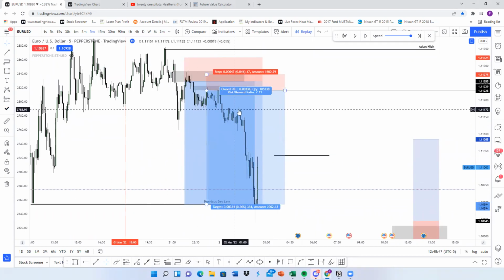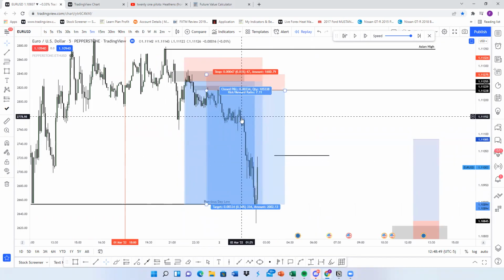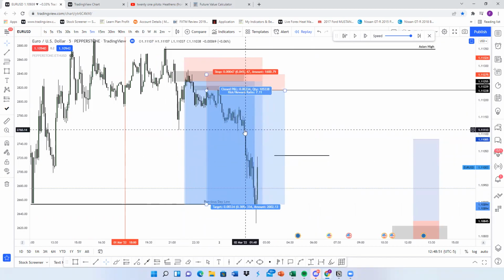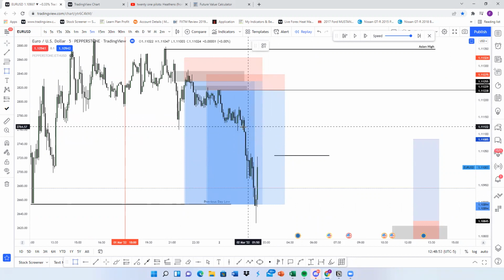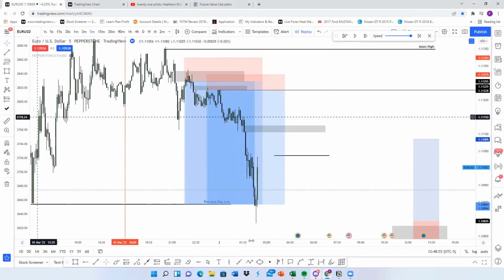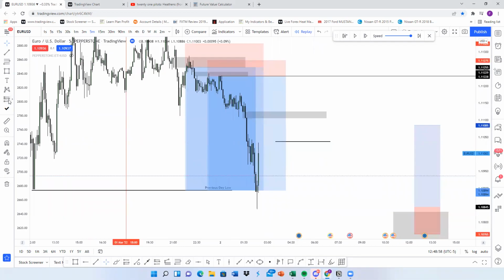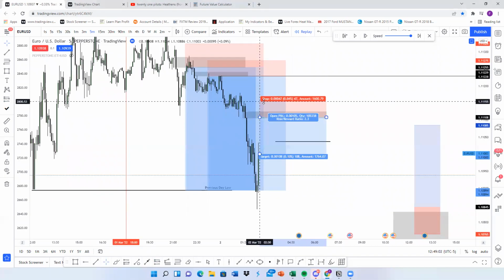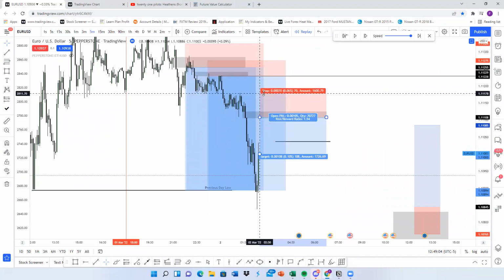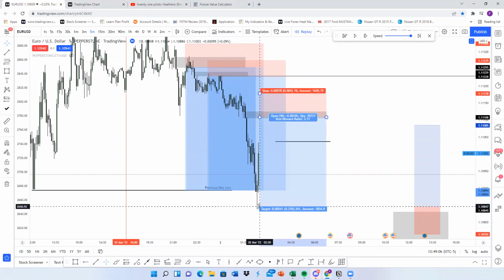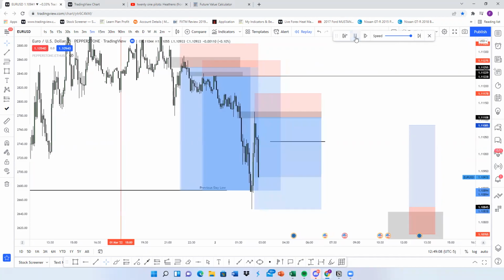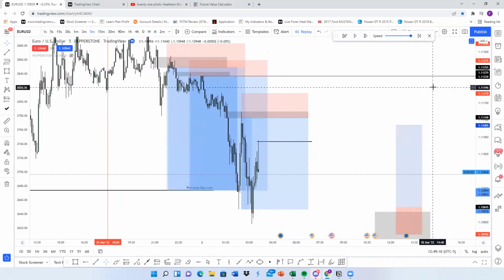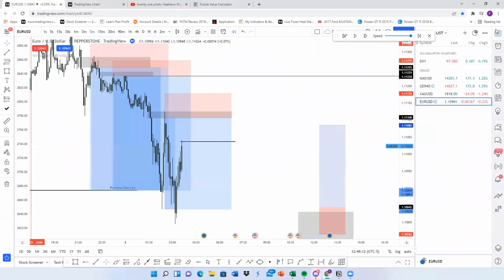So you can see here, high, we dropped. Right, here's a propulsion block. So there's a fair value gap right here. So we can do something with that. We'll take out this range. Stops above this high. Stops above there, and take profit there. I didn't know that would happen, to be honest.